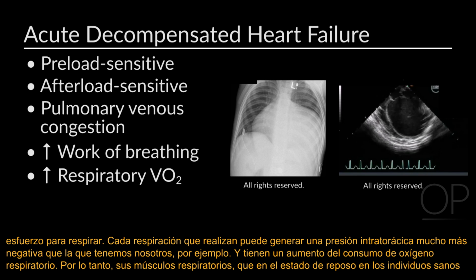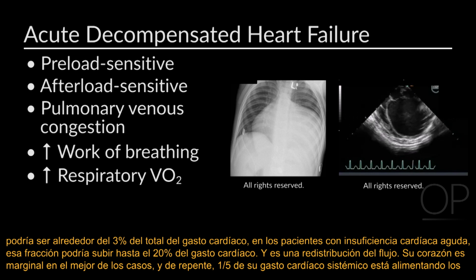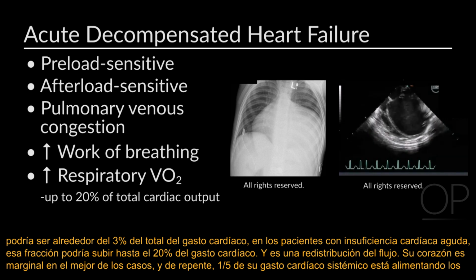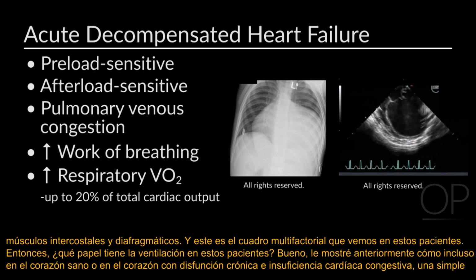So their respiratory muscles, which in the resting state in healthy individuals might be around 3% of the total cardiac output, in patients with acute heart failure, that fraction might go up to about 20% of their cardiac output. And it's a redistribution of flow. Their heart is marginal at best, and suddenly 1/5 of their systemic cardiac output is feeding the intercostal and diaphragmatic muscles. This is a multifactorial picture that we see in these patients.